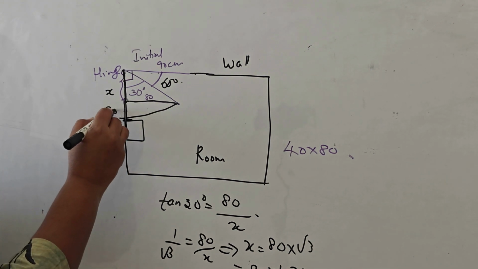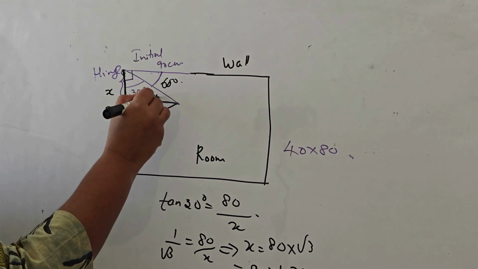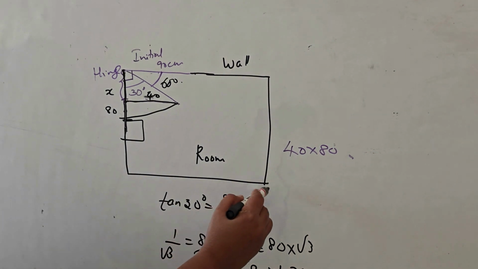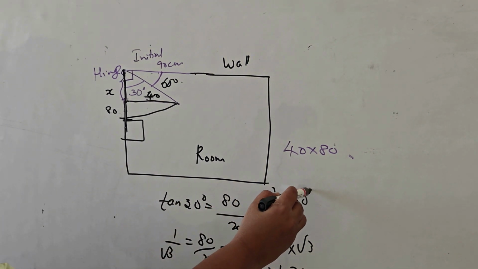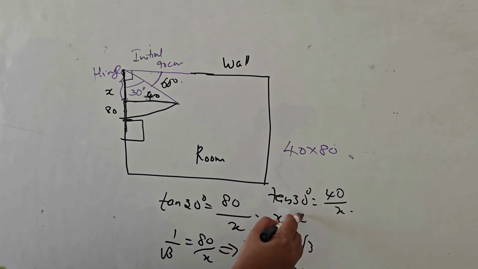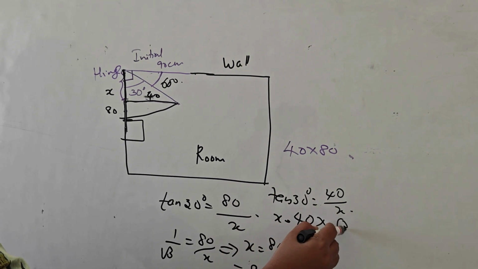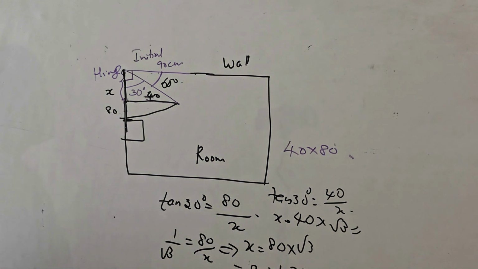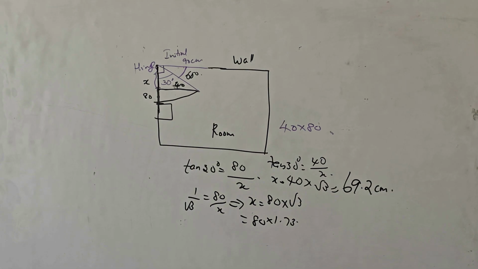So this is 80 and this is 40. So what will happen to tan 30 now? Tan 30 is 40 by x, or x is equal to 40 into root 3. When you calculate the value, you will get a value somewhere around 69 something. So that is the value of x. Let us find out the exact value. You will get the value as 69.2 centimeter.